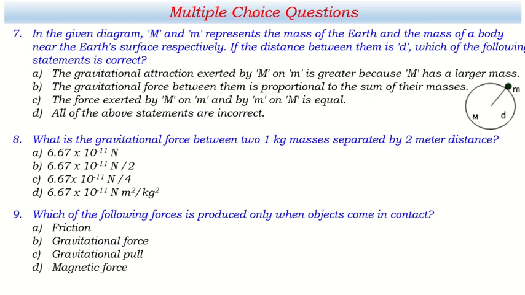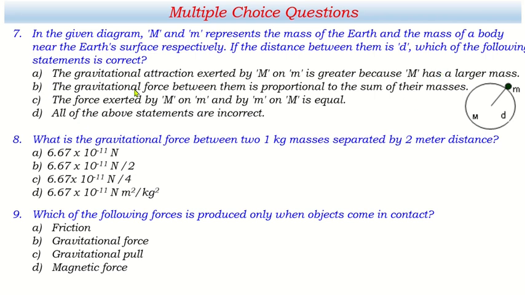Okay. Now let's have 7. In the given diagram, capital M is the mass of the Earth, small m is the mass of a body lying on its surface or near to its surface, and d is the distance between them. Which of the following statements is correct? The gravitational force exerted by capital M, mass of Earth, on small m, mass of the body, is greater, because capital M has a larger mass. This is completely wrong idea. The force of attraction of Earth acting on this body is equal to force of attraction of the body acting on the Earth. That's why this option number A is incorrect.